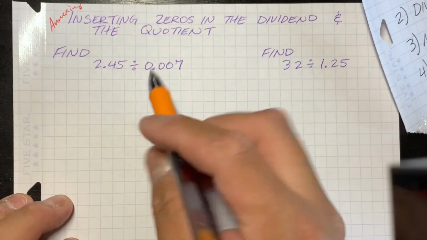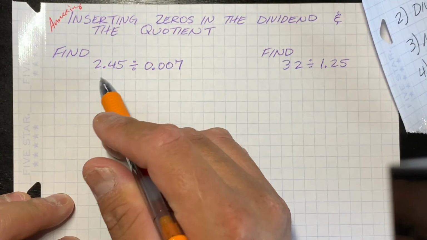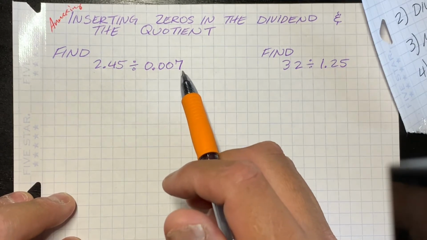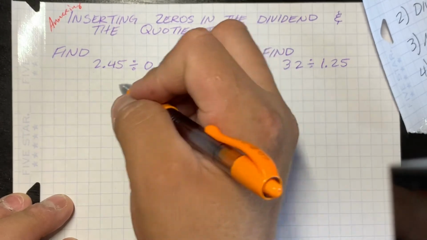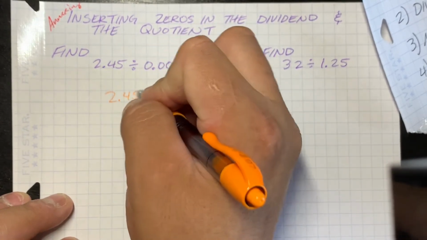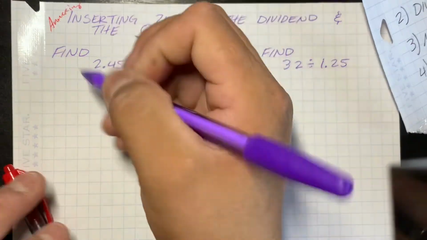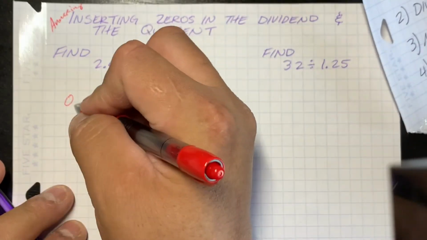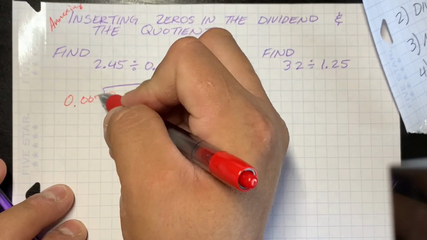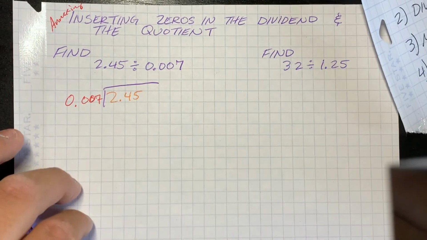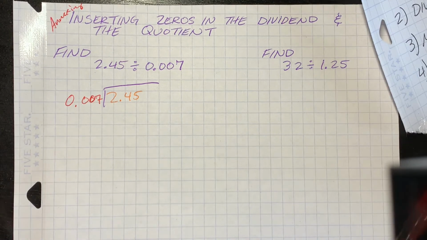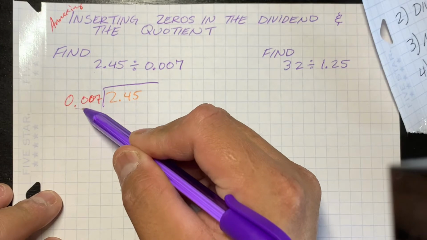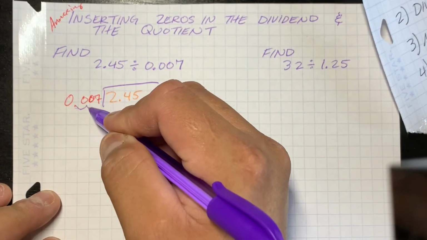Here we go. So we have the dividend 2 and 45 hundredths divided by the divisor 7 ten thousandths. So here we go. So 2 and 45 hundredths divided by the divisor 7 ten thousandths. Okay, make sure that 0 looks like a 0. All right, so here again, you're going to move that decimal point all the way to the right, but you got to count 1, 2, 3.